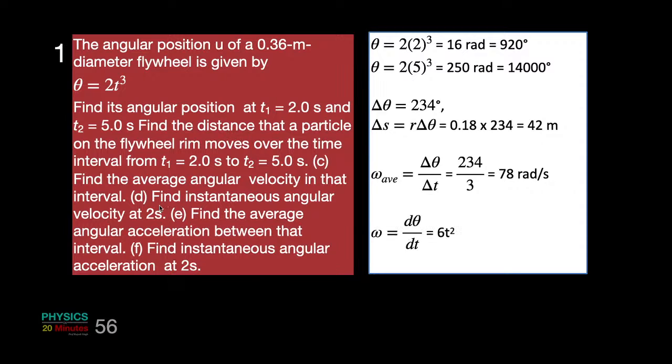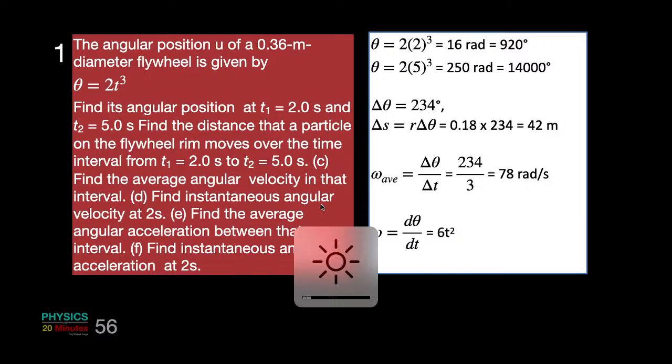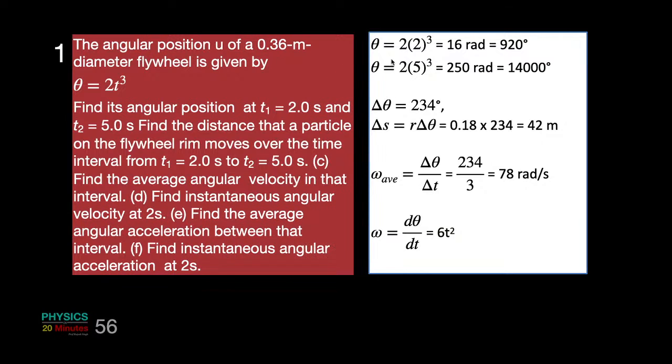Now next is instantaneous angular velocity. To find the instantaneous angular velocity, you will take the derivative of theta equation. Theta is 2t cube, its derivative will be 6t square. So omega is d theta by dt, that is 6t square. You are supposed to calculate omega at t is equal to 2 seconds. Put the values, you get 24 radian per second.